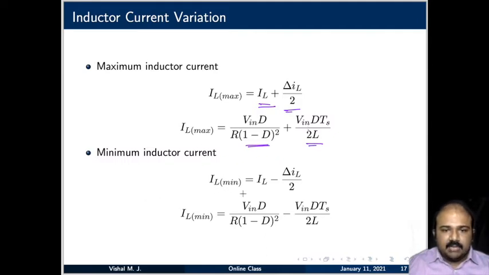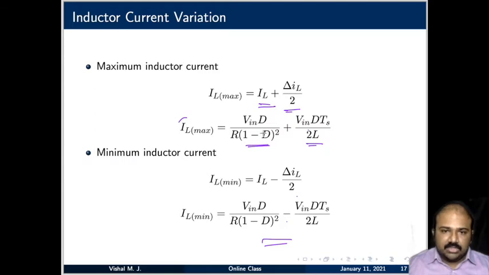Similarly, IL minimum is IL minus delta IL by 2. So, instead of this plus sign here, you will have a minus sign. So, that is the only difference. So, this is the range in which inductor current will vary. From IL minimum, linearly it will rise to IL maximum. And these two values are known now.